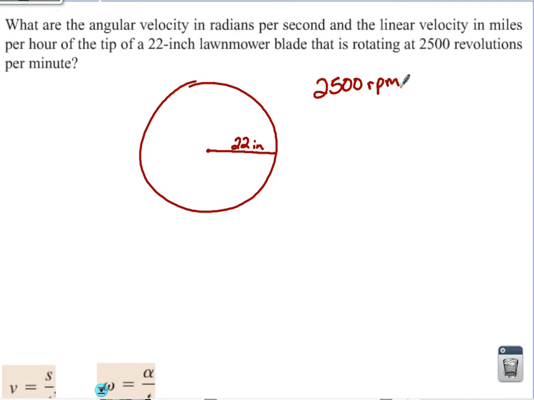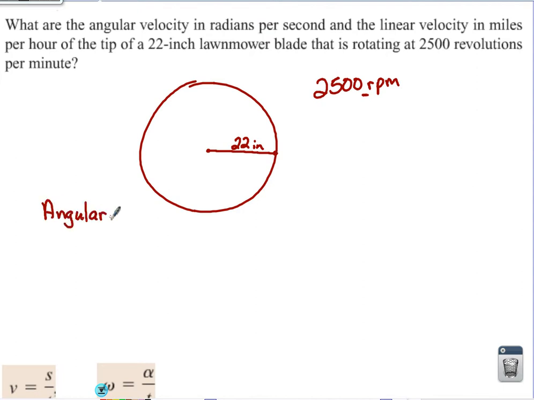Now let's explain what RPMs are. The R in RPM stands for revolutions. A revolution is one complete cycle, going around one whole time. So this lawnmower blade spins around 2,500 times in 1 minute. So let's start with angular velocity.